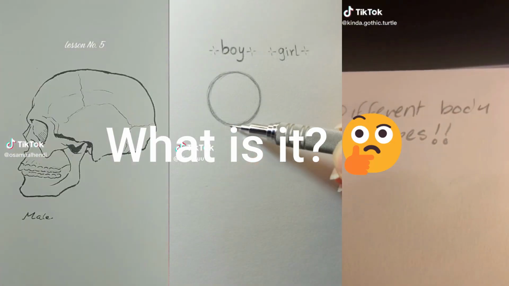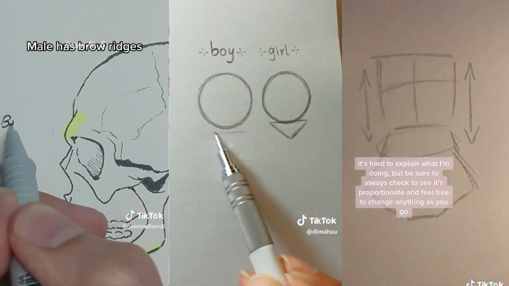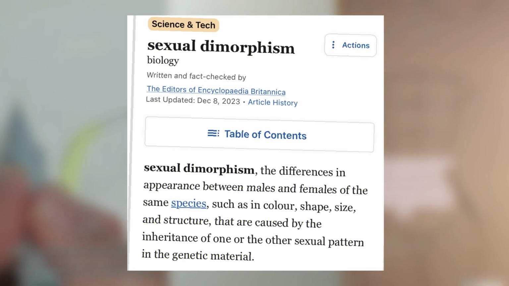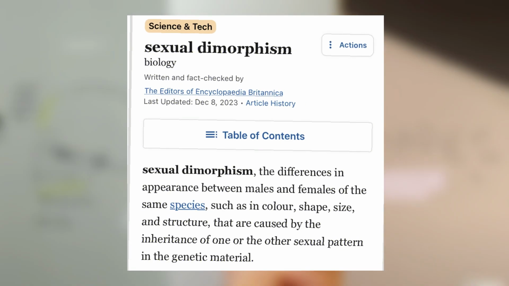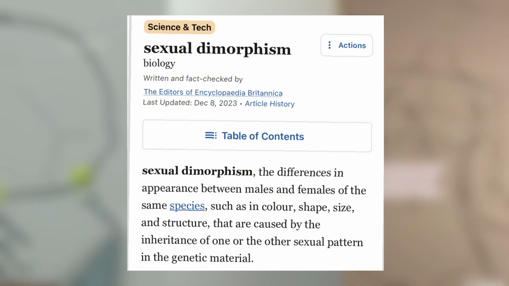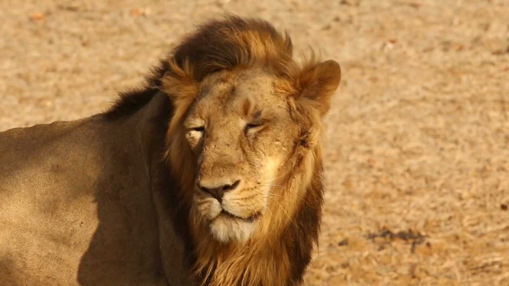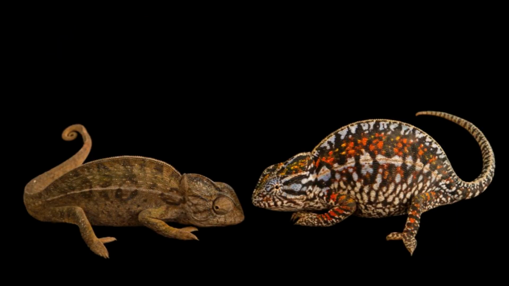Now, what is sex dimorphism? Sex dimorphism, as defined by Britannica.com, is the differences in appearance between males and females of the same species, such as in color, shape, size, and structure, that are caused by the inheritance of one or the other sexual pattern in the genetic material. This phenomenon can be seen in a slew of different species: birds, fish, reptiles, and as you guessed, humans.